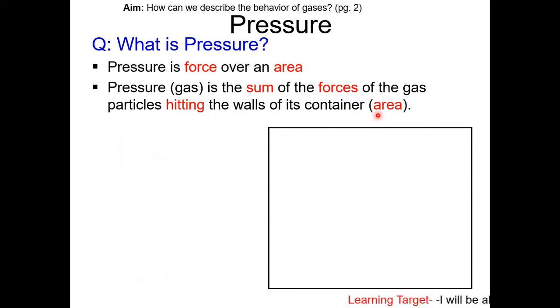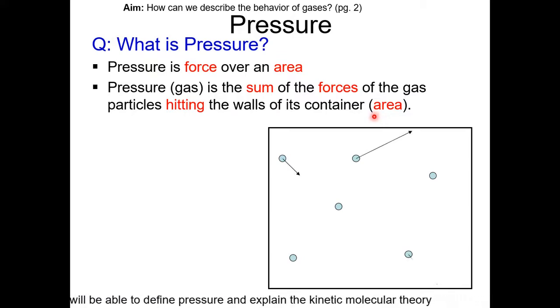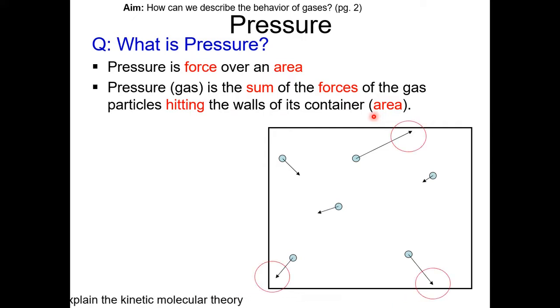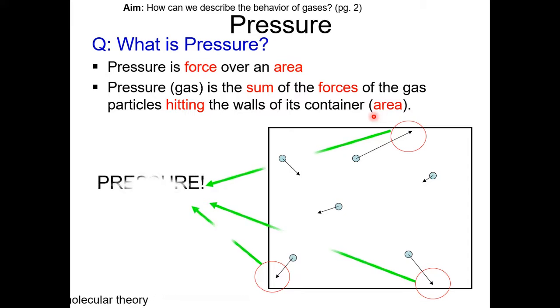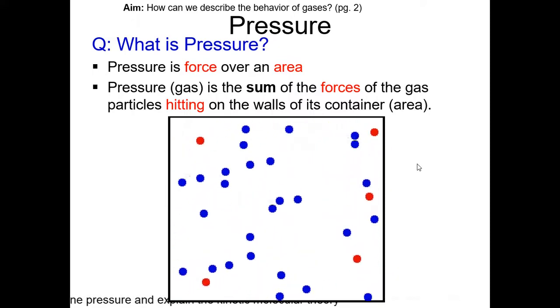Here we have a particle diagram of gas particles. The gas particles are always moving. They will exert a force. The size of the arrow represents the force. So when the gas particles hit the container, that's when the pressure is exerted. Here's a GIF of the gas particles hitting the container, exerting pressure.